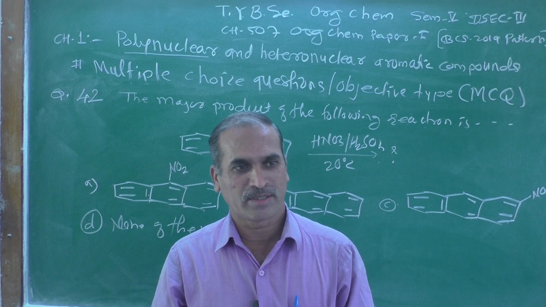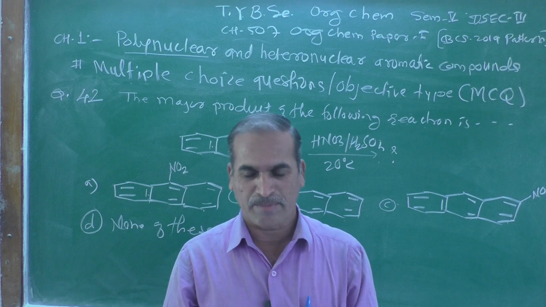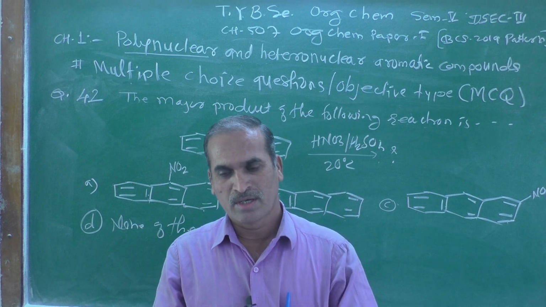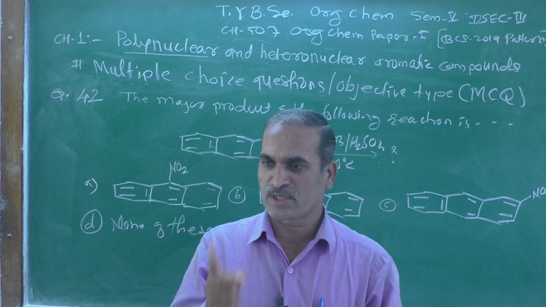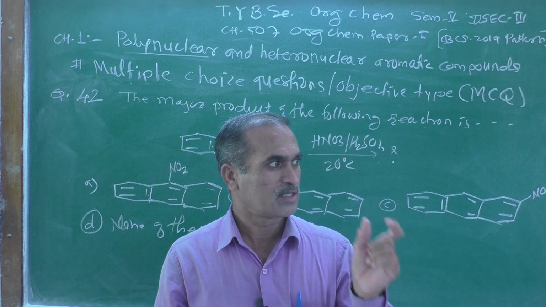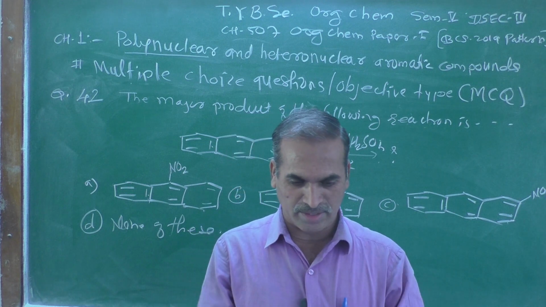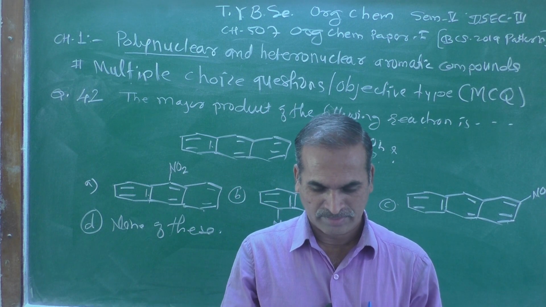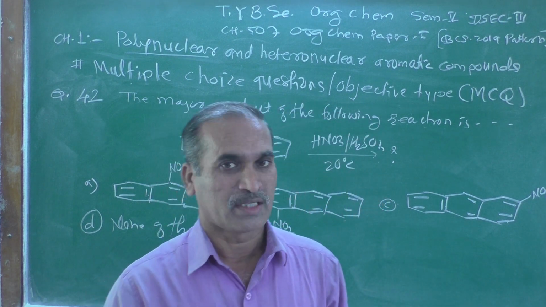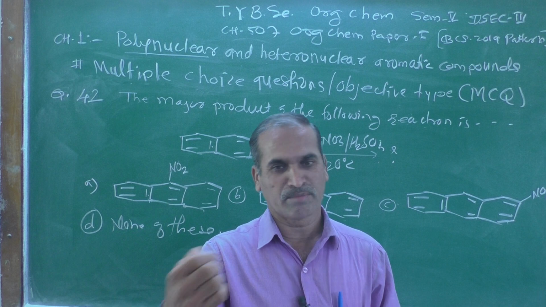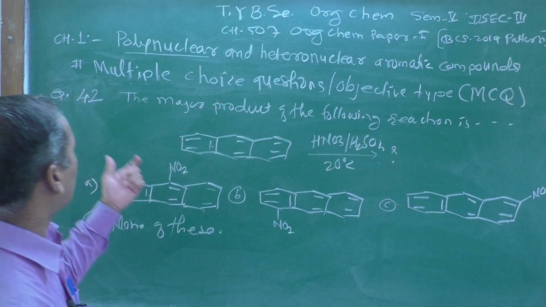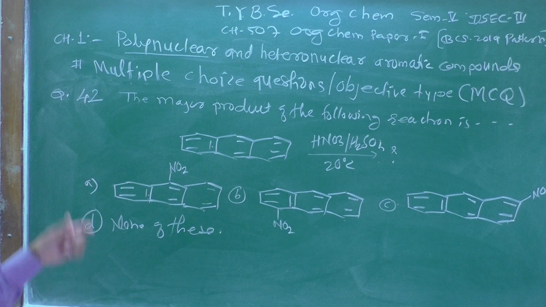Do you remember what we were discussing yesterday? I think we were discussing the multiple choice or objective type questions based on chapter number 1 according to the CBCS 2019 pattern. Today we are going to discuss the remaining multiple choice questions on that particular chapter. So let us see multiple choice question number 42.